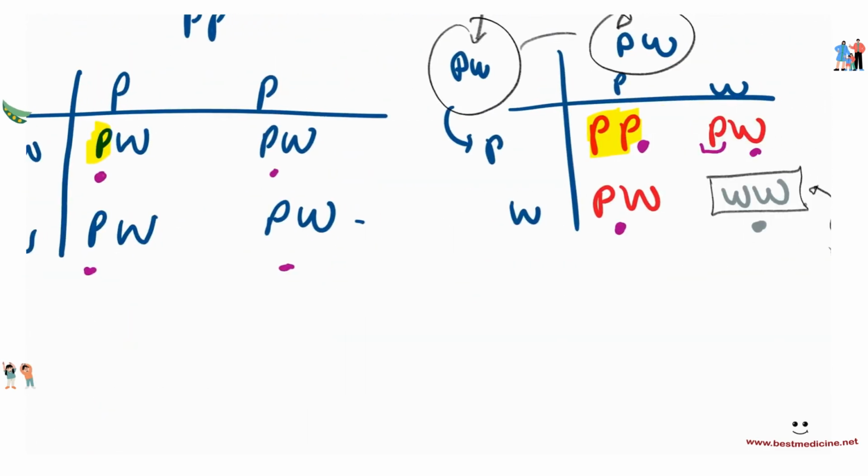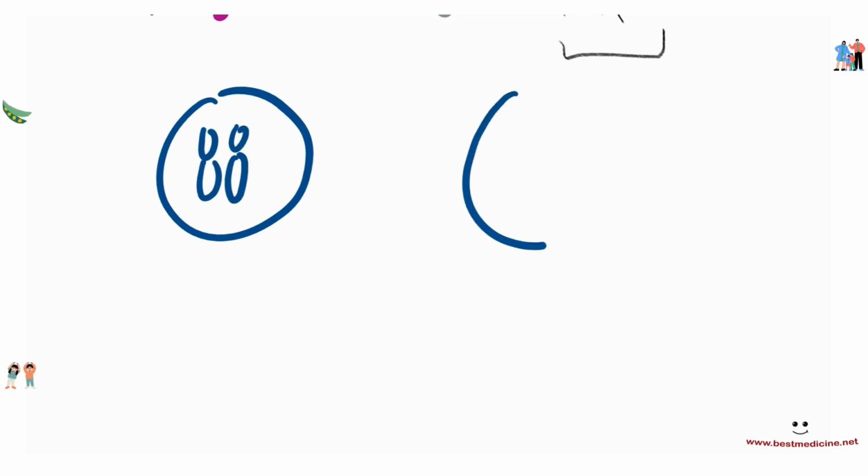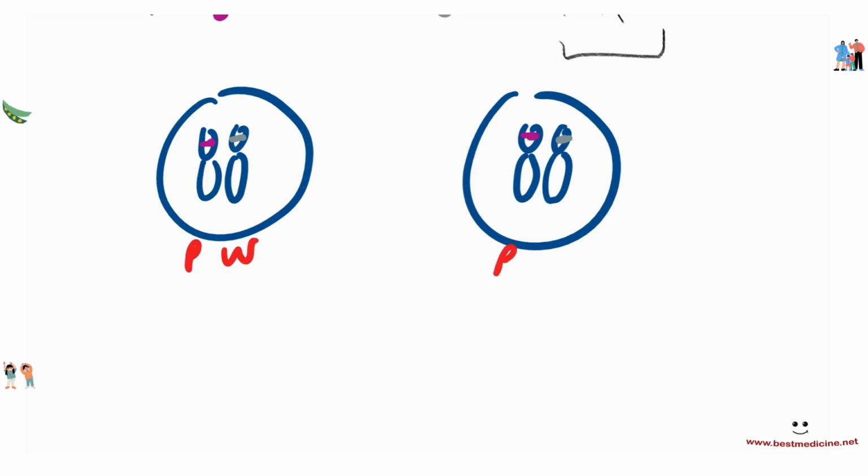Maybe we can make chromosomes again. So here's a chromosome, and then here's another one. Okay, so we have a purple and we have a white, right? And we have a purple and we have a white. And so that's the P, and that's the W, and that's the P, and that's the W.